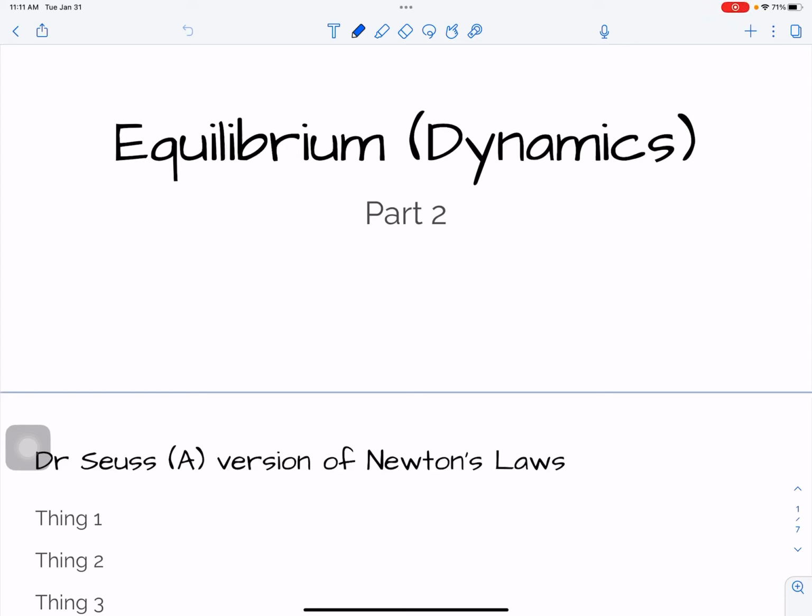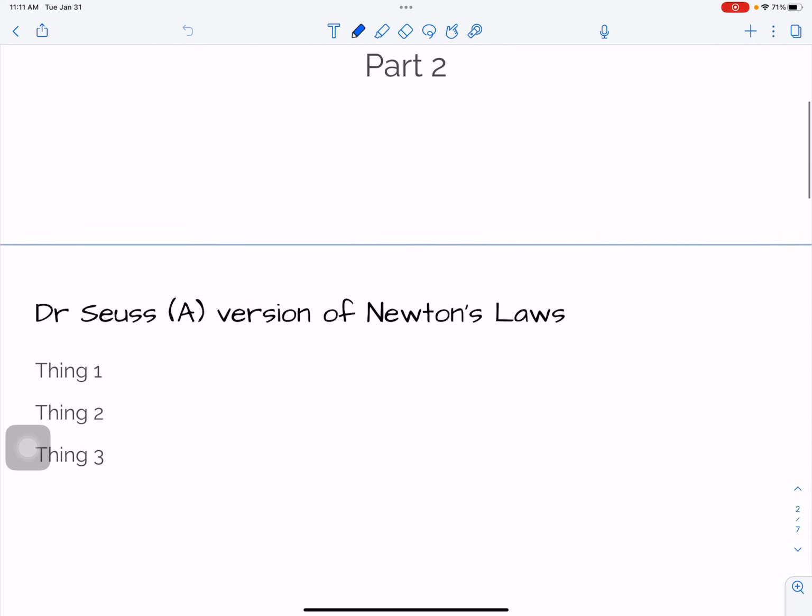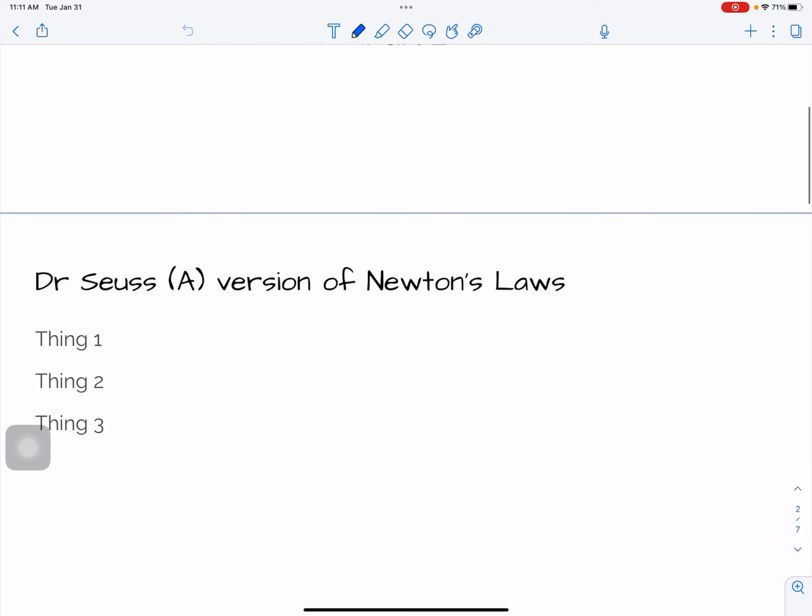This is our first review lecture for equilibrium, which is the very first thing we looked at this year, otherwise known as dynamics, is the formal name. And so I'm going to start off with Newton's three laws, and to try to help you remember what they are, we're going to do the Dr. Seuss or Dr. A version of Newton's laws. And so we're going to call them thing 1, thing 2, thing 3, instead of Newton 1, Newton 2, Newton 3. So that might help you remember.